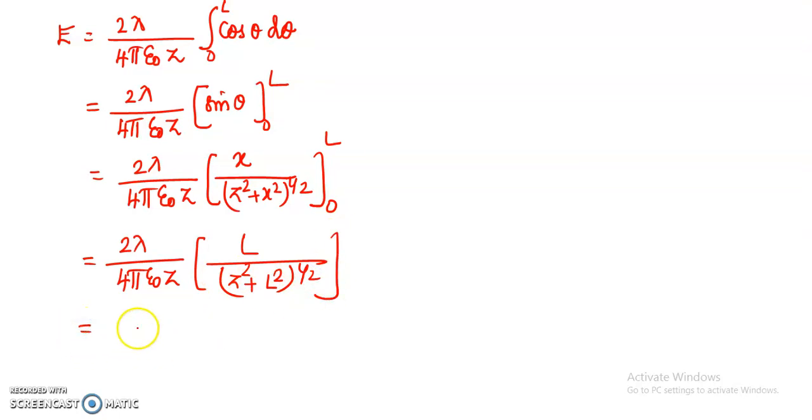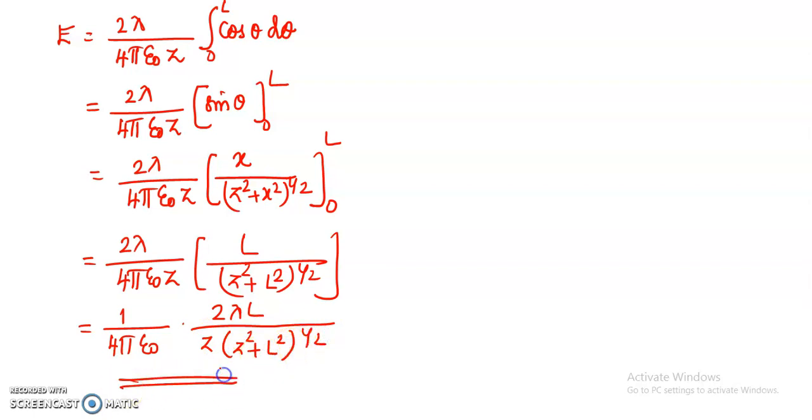Or rearranging this equation, we get 1 by 4 pi epsilon 0 into 2 lambda L divided by z into (z square plus L square) whole raised to 1 by 2. This is the expression for the electric field due to a straight line conductor at a distance z above the midpoint. Now we can consider 2 limiting cases.